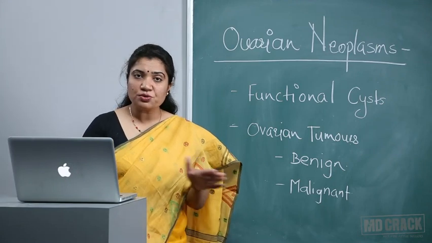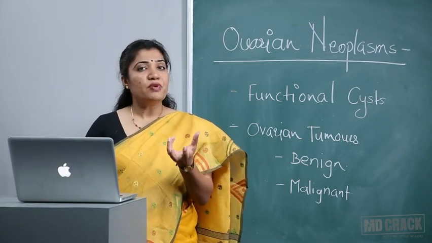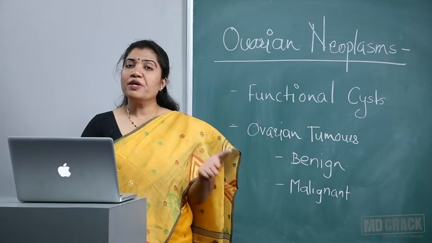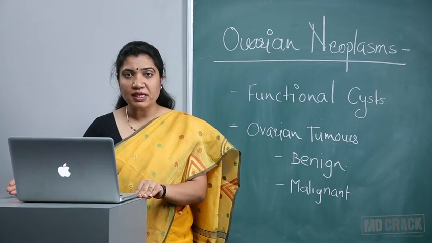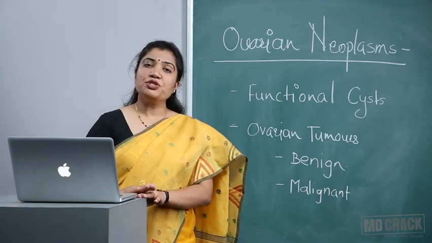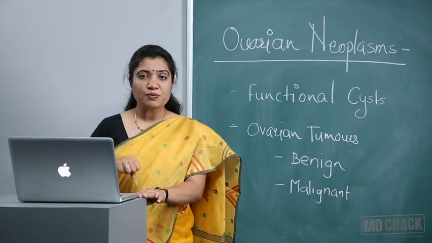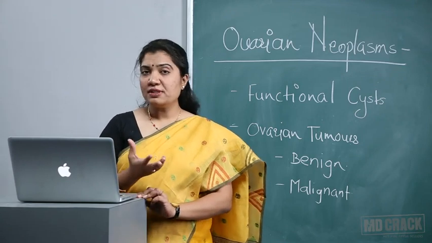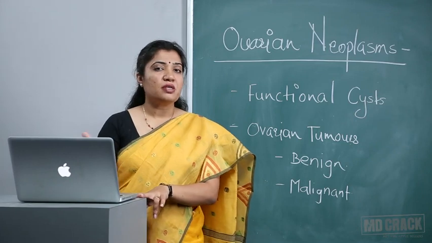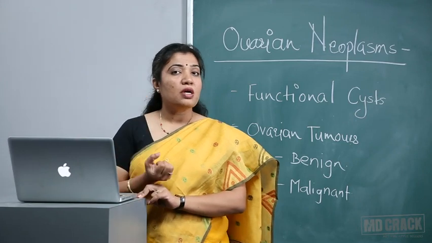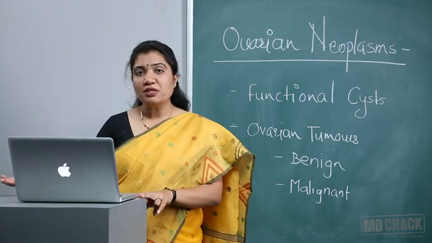So let's give rest to the ovary, and this fluid will get absorbed. How to give rest to the ovary? By giving OCPs over a period of 3 cycles. There will not be ovulation, and gradually this cyst will get absorbed. But I was talking about the size. Suppose this cyst is less than 5 cm, then we can give rest and see to it that the cyst decreases in size and gradually vanishes.